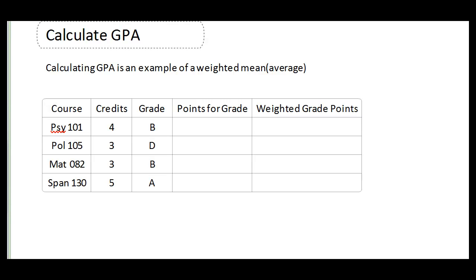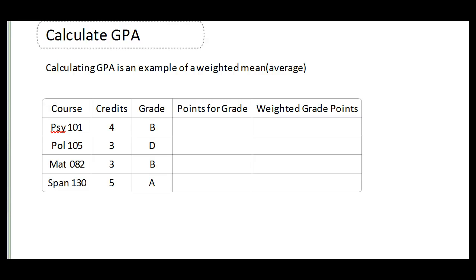In this example, we're going to calculate GPA. And the grade point average is an example of what we call a weighted mean. It's an average, but each of the different values has a different weight, based on the grade and the amount of credits that each class is worth.